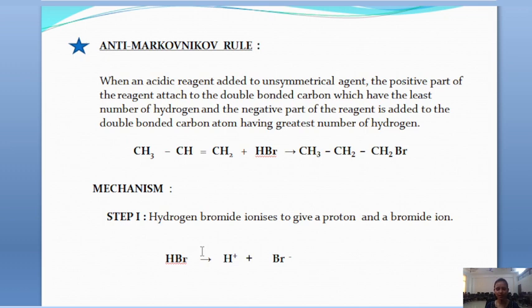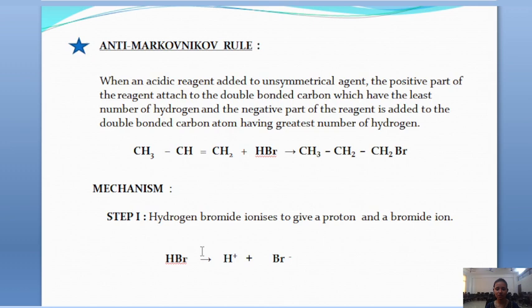So yes, the first step is the same, and the steps are also the same. In Markovnikov's it is a 3-step mechanism, and in anti-Markovnikov's it is also a 3-step mechanism, right? In the first step, we take the acidic reagent and ionize it, and it forms a positive part and a negative part. The positive part is H plus and the negative part is bromide minus, that is the bromide ion, right? Then in the second step, we take the example of the same alkene.